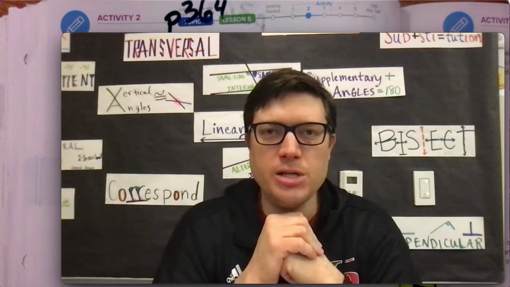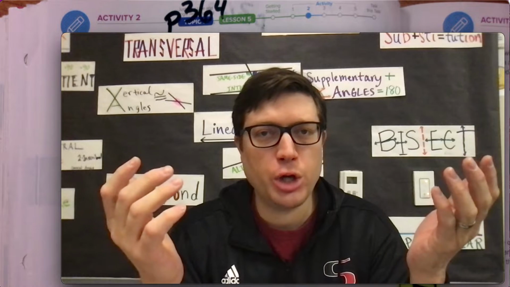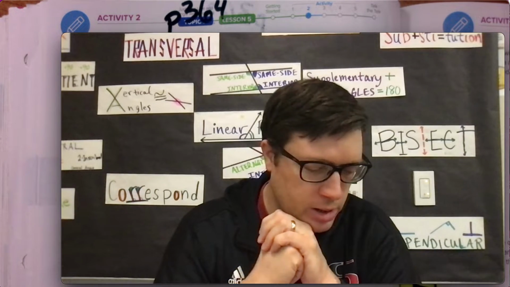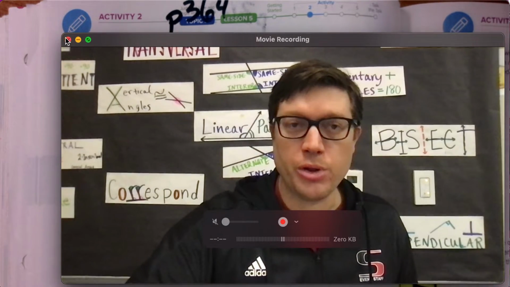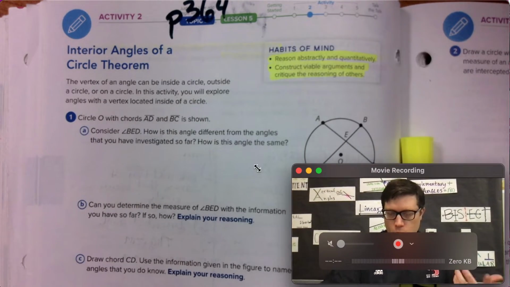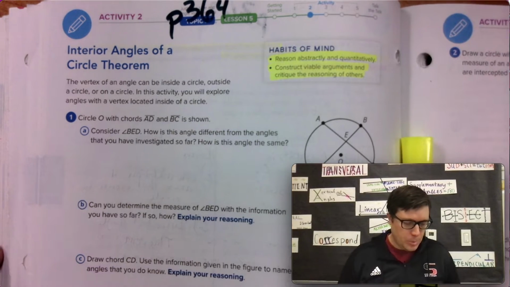What's up, everybody? This is page 364. We're starting a new activity in our book. This is on interior angles of a circle, and we're going to work through the theorem for our example today.